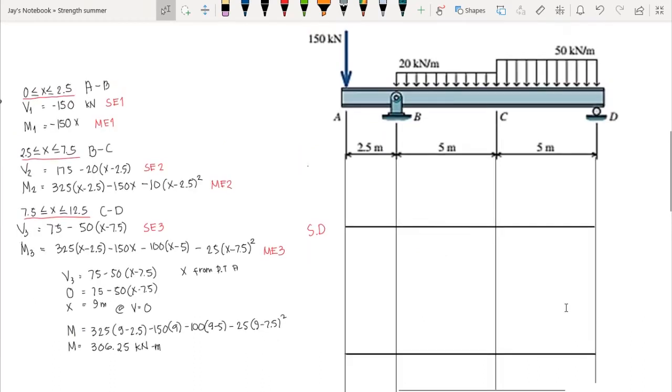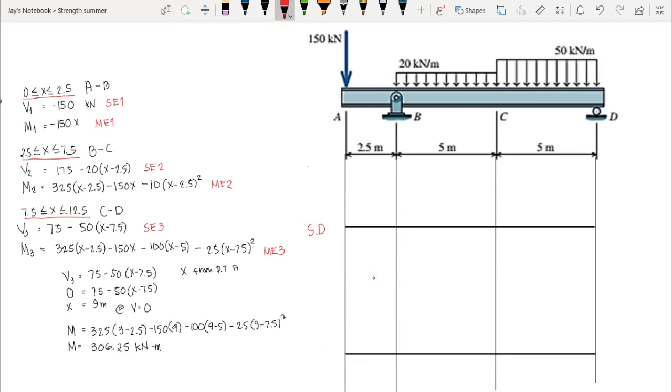Okay, so I have here the shear and moment equations tabulated. We have from A to B, that is from 0 to 2.5, then 2.5 to 7.5, that is segment B to C, and 7.5 to 12.5, that is segment C to D. So we will be using the shear and moment equations to plot our moment and shear diagram. Let's start with our shear diagram.